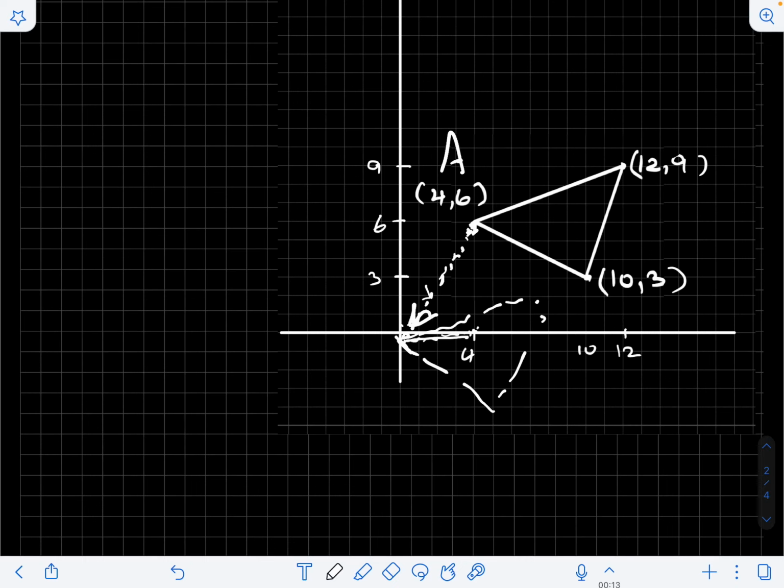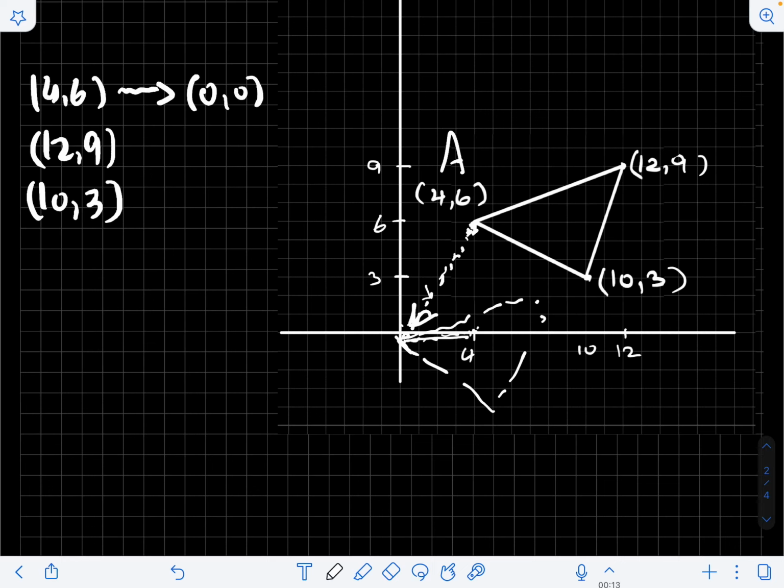So how do we do the transformation? Just to remind you, we take our 3 points, 4, 6, 12, 9, and 10, 3. And we decide randomly which one of them we're going to want to move to 0, 0. I've decided I'm moving A to 0, 0. So I'll say this is 0, 0. Now, once I do that, I have to see what transformation I did. What did I do with the x? So the x was 4, and now it's 0. So I took 4 from the x.